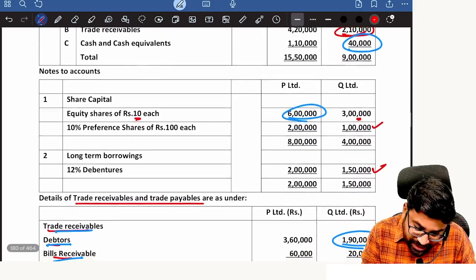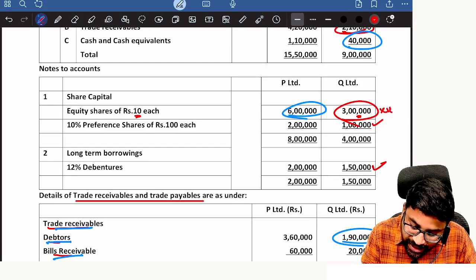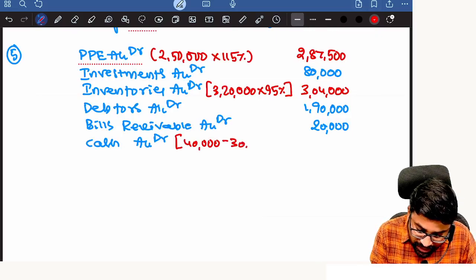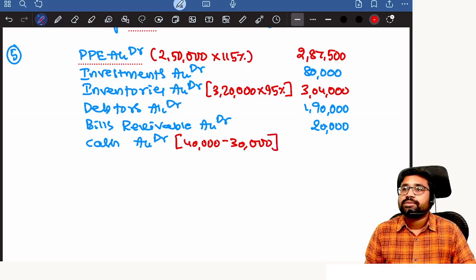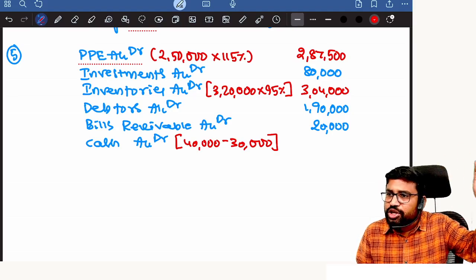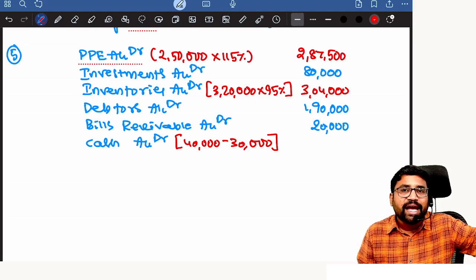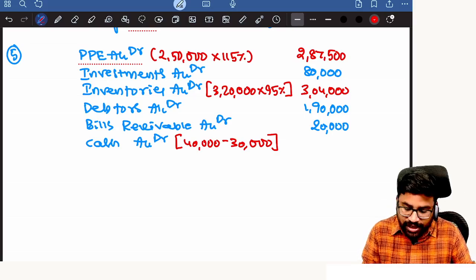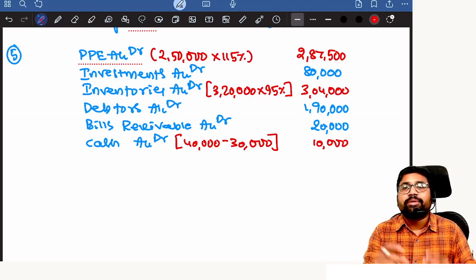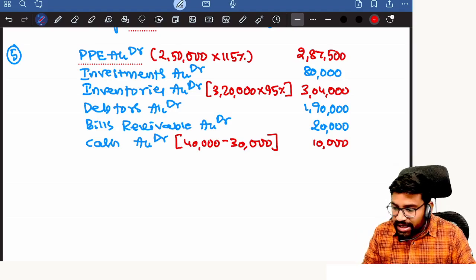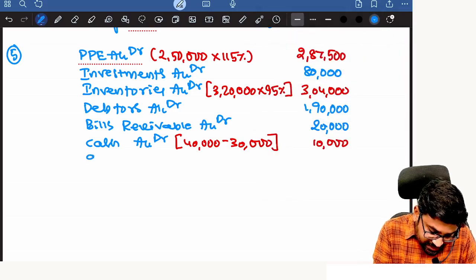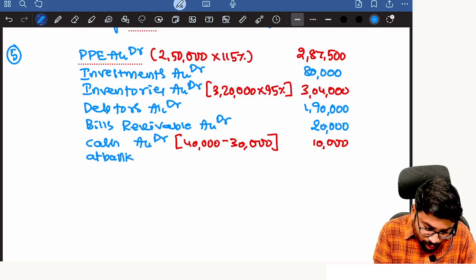In Q Limited, what is the equity share capital? 3 lakhs. On 3 lakhs, if they paid 10% dividend, it will be 30,000. Therefore, 30,000 will go. There is an outflow in the form of dividend. Everybody, sir, both the companies paid dividend. That means Q Limited will also pay dividend, no? Therefore, if Q Limited pays the dividend on 3 lakhs at 10%, 30,000 will go out. Therefore, only 10,000 is the cash balance which remains in Q Limited. That will be taken by P Limited. Everybody got it? That's it. I think these are the assets. Here you add this as cash at bank because we have written bank above.